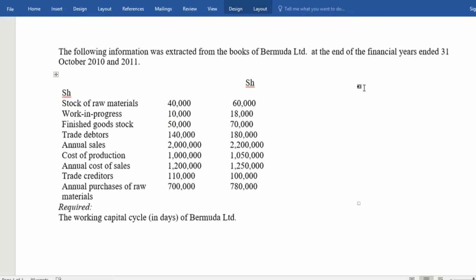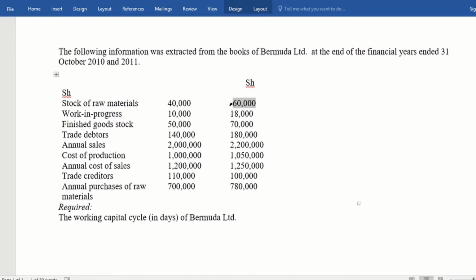Hello, how are you? We use this illustration to demonstrate how to calculate the cash conversion cycle, Bermuda Limited. Remember that we have this illustration somewhere in our notes. Now, look at this. We have details. The column I'm pointing at is 2010, and this one is for 2011.